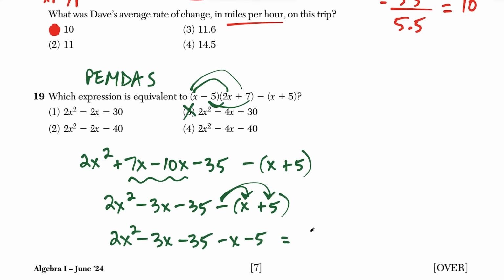And now I simplify. I have 2x squared, and then minus 3x minus x makes minus 4x. Just think of this as doing negative 3 minus 1. And then negative 35 minus 5 is going to give us minus 40. So the correct answer here is actually going to be choice 4.